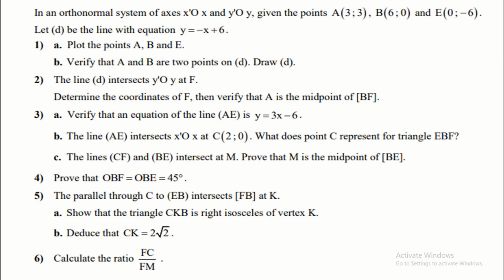In this video, we're going to solve an orthonormal system question for official exam 2019. As you see, we have in an orthonormal system of axes x prime or x, y prime or y the points A, B and E of given coordinates in addition to a straight line D of equation y equals minus x plus 6. Now we will plot the points A, B and E and then prove that the 2 points A and B belong to the straight line D.